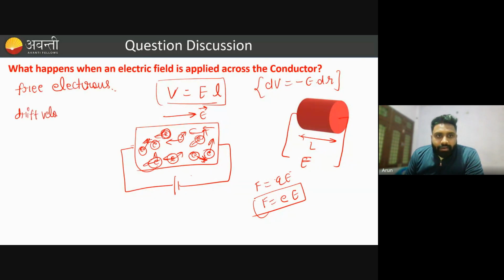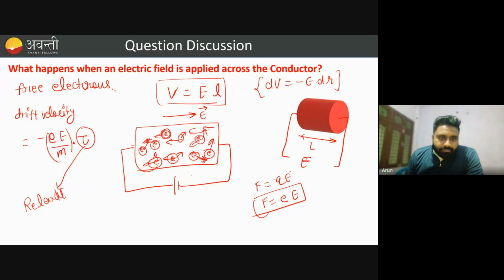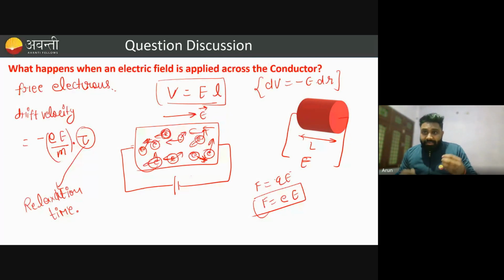Drift velocity is nothing but minus e, electronic charge, times the applied electric field, divided by the mass of the electron, into tau. Now what is this tau? This tau is relaxation time. Now what is relaxation time? These electrons, when they are drifting, will collide with another positive charge or another electron. They have a tendency to collide. So this time is the average time between two successive collisions.